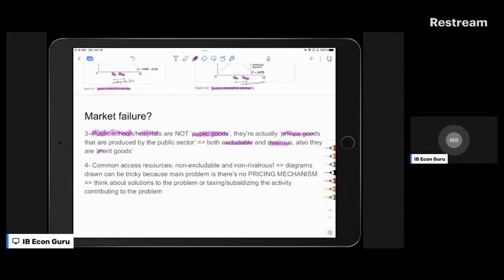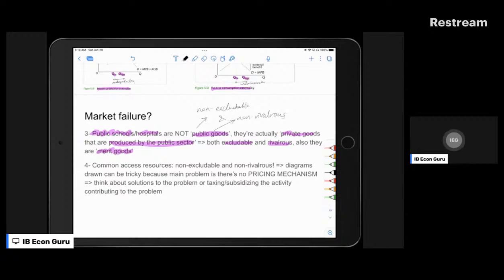Public schools and public hospitals are actually merit goods that are produced by the public sector. So the word public here implies that they're produced by the public sector. It doesn't make them public goods. Remember, to be public goods, they have to be non-excludable and non-rivalrous, both. Like street lighting. Street lighting is a public good. It's a perfect example. It's non-excludable and non-rivalrous. Public schools and public hospitals are still excludable and still rivalrous. So they're actually merit goods, or you can actually call them private goods. So merit goods that are provided by the public sector.